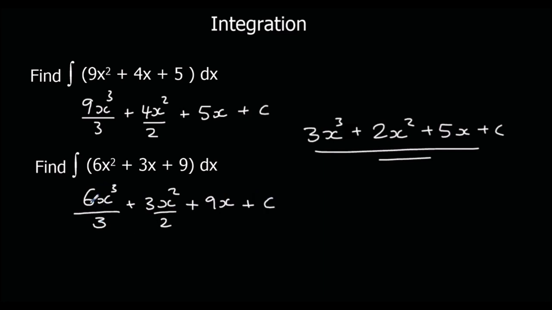We can simplify 6 over 3, which is 2. 3 over 2, we can leave as 3 over 2. X squared plus 9x plus c.